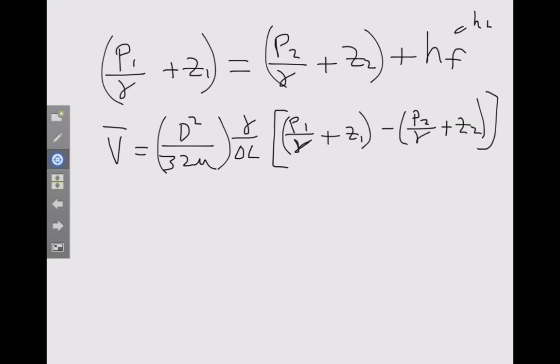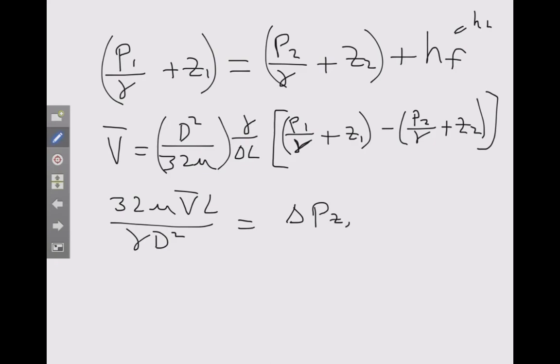And then they rearrange this to bring the constant over to the other side, and we have 32 mu V bar L over gamma D squared is equal to basically the difference in the piezometric pressures. So I'm just going to put this as delta PZ from 1 minus 2.